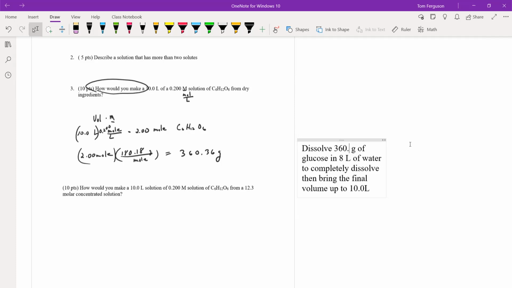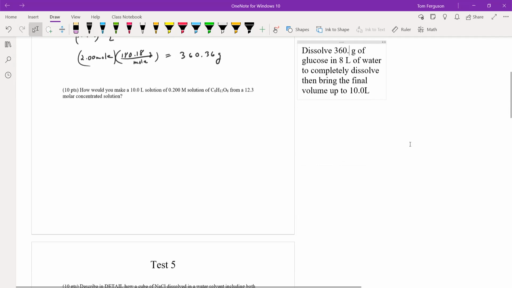It says, how would you make? Yeah, and you can't go to the store and buy 2 moles. All right. Okay. We're going to make the same solution now with a concentrated sugar solution.